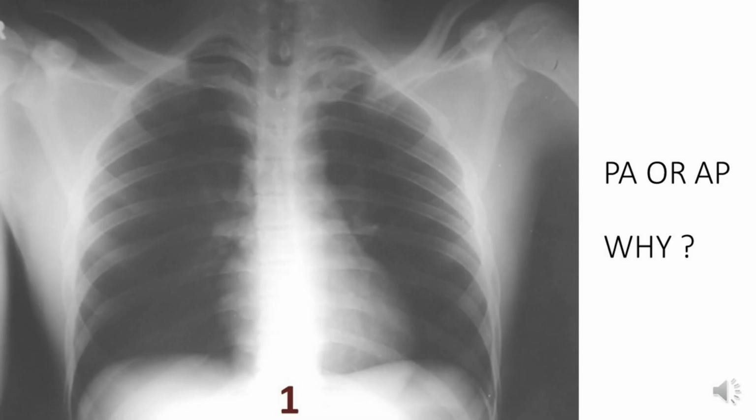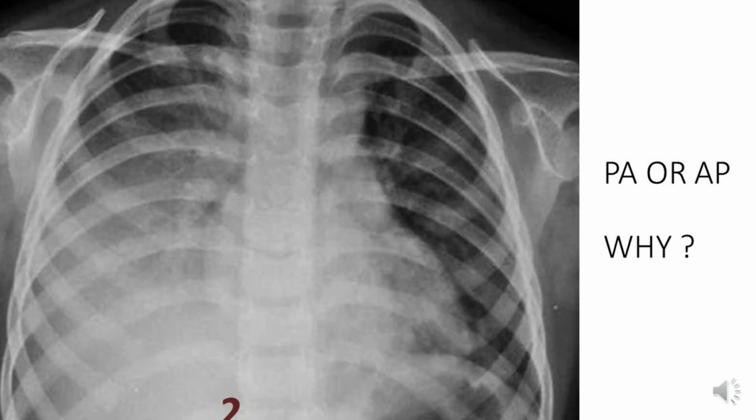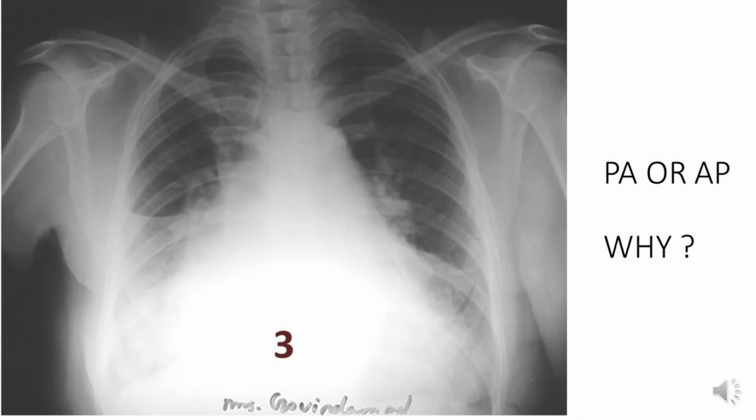First image shows fracture in the left clavicle, but tell me whether it is done in PA view or AP view and tell me why. Second image shows right lower lobe pneumonic consolidation. Is it PA view or AP view and why? The third image shows features of dilated cardiomyopathy with bilateral pleural effusions. But the question is AP or PA view.